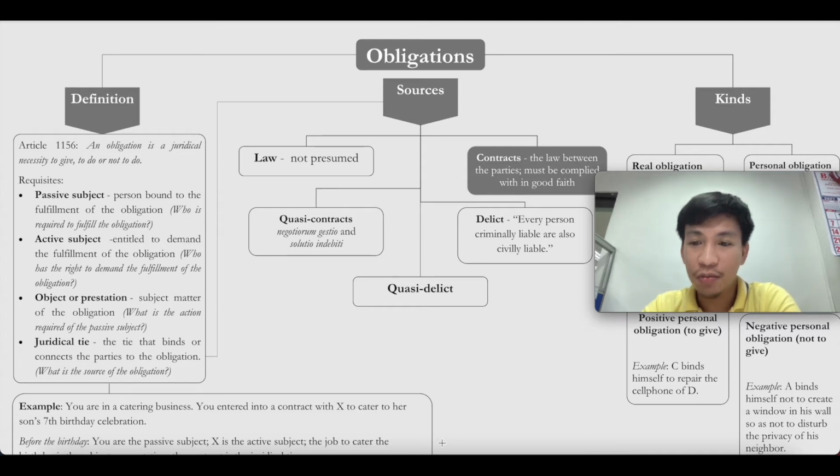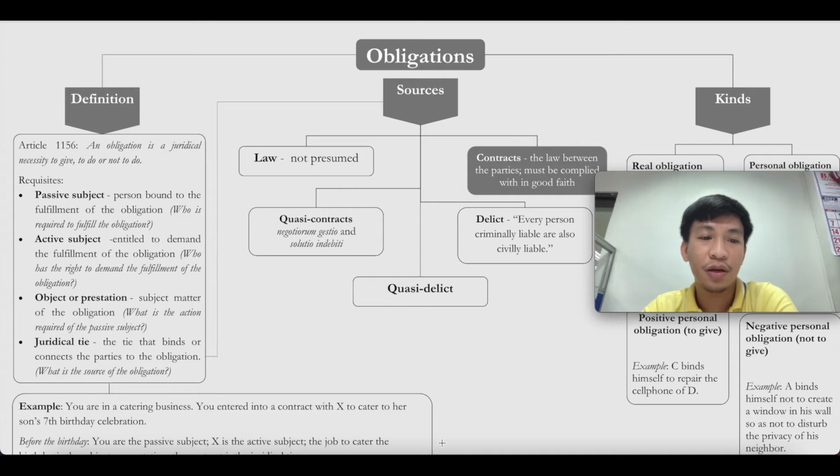Now, the active subject naman, on the contrary, is the person entitled to demand the fulfillment of the obligation. Now, kung yung kanina si passive subject, he or she is bound to fulfill yung obligation. Yung active subject naman natin, siya ang entitled na mag-demand ng obligation. O in short, who has the right to demand the fulfillment of the obligation? Sino ang recipient, kumbaga, nung i-fulfill ni passive subject?